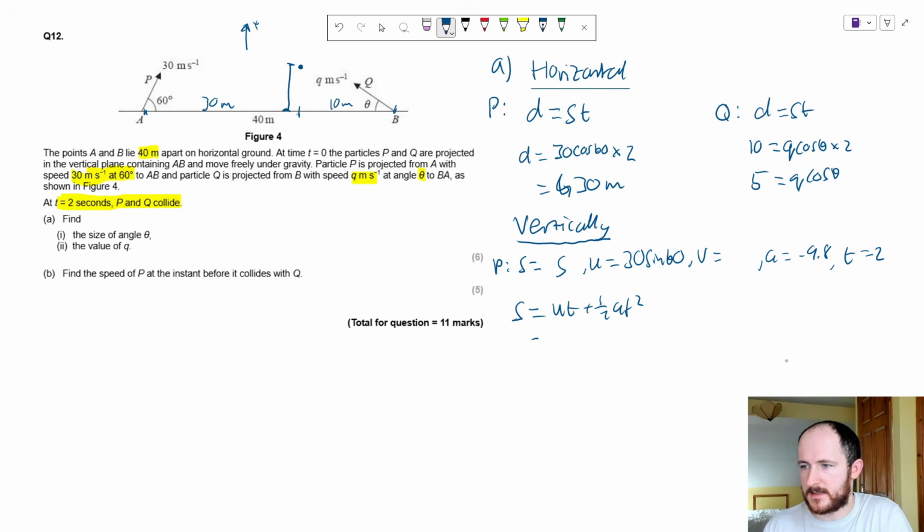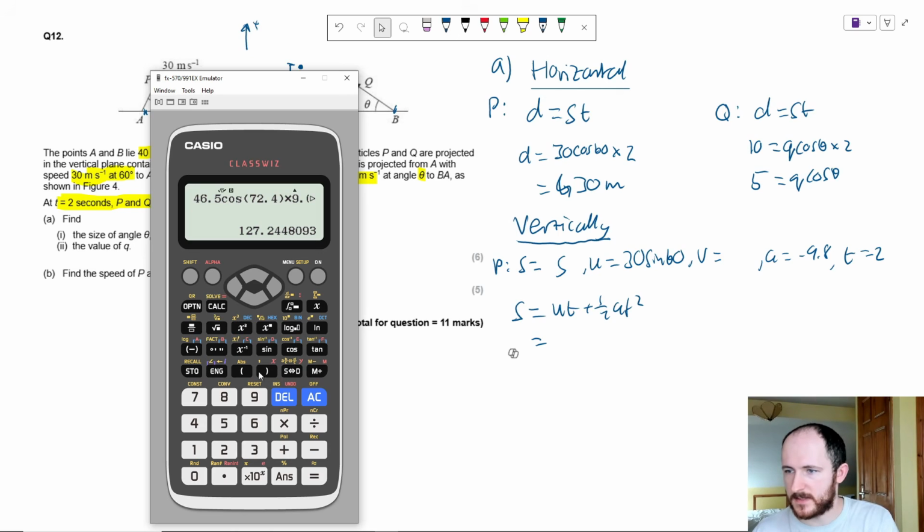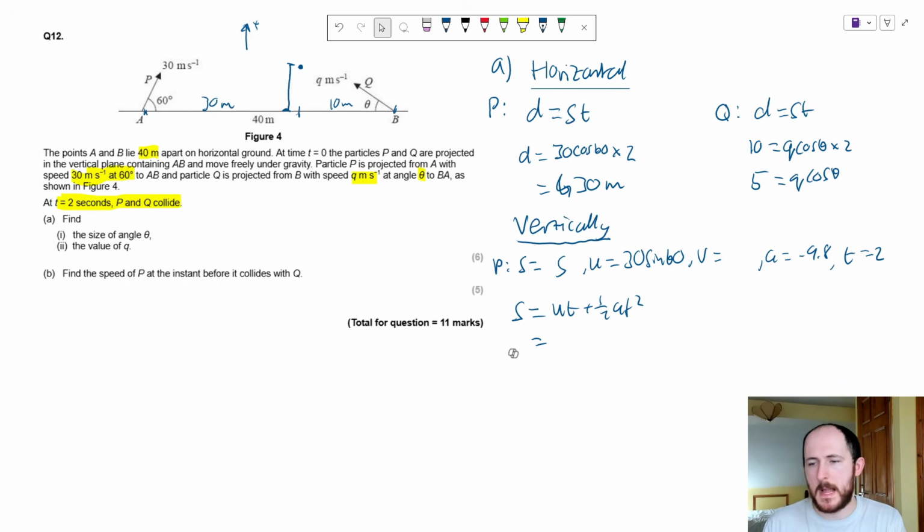So let's sub in our values. Where's my calculator? There's my calculator. So U is 30 sine 60. And I wonder if I can type sine. Can I do that on my keyboard and that would actually work? Maybe. Times T, which is 2. Plus a half, so 0.5. A is negative 9.8. There we go. Times 2. AT squared. Let me just check. All good. I get 32.4 meters.